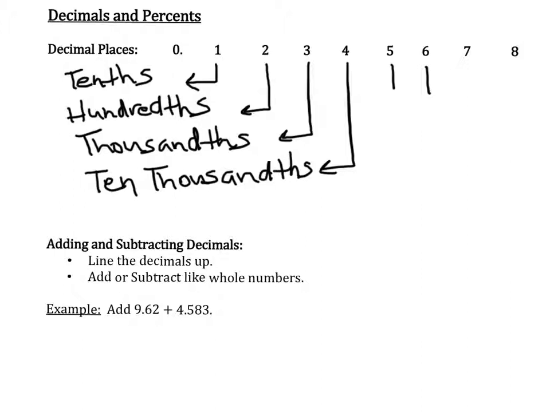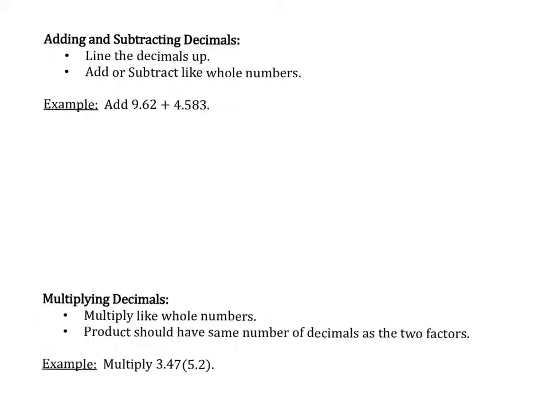Once we know how to do decimal places, we want to go ahead and review how we add, subtract, multiply, and divide decimals. I'm going to start with addition and subtraction. When we want to add or subtract decimals, all we have to do is line up our decimal places and add or subtract like whole numbers. Now when we do subtraction, make sure we keep in mind the stuff about positives and negatives. But let's look at this example where we add 9.62 and 4.583.